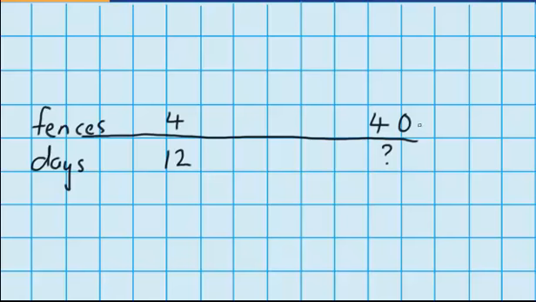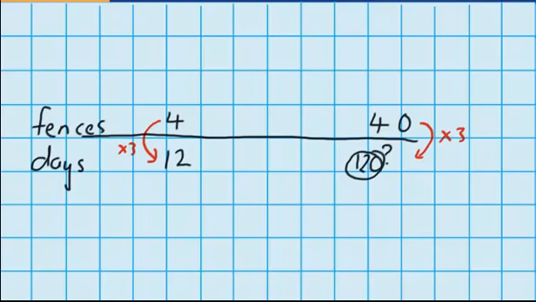So I know that I'm having to go from here down to here, which means I'm looking for a relationship between these two numbers in that direction. And I can see that 12 is 3 times bigger than 4, so I could say 4 times 3 equals 12. So I'm going to have to do the same over here. 40 times 3 equals 120.